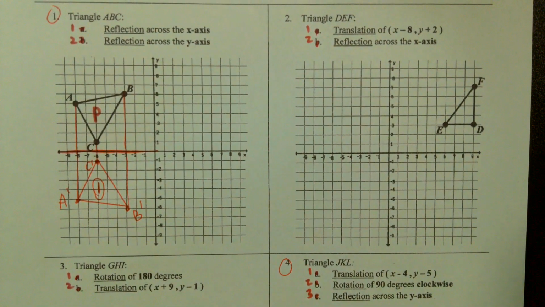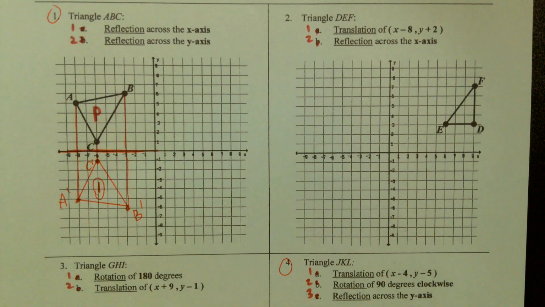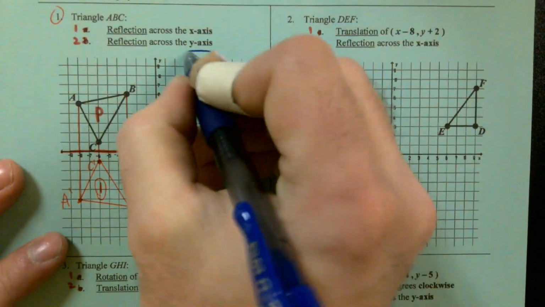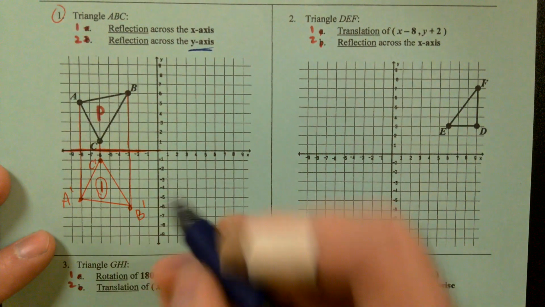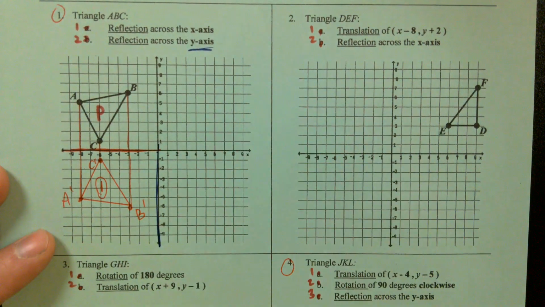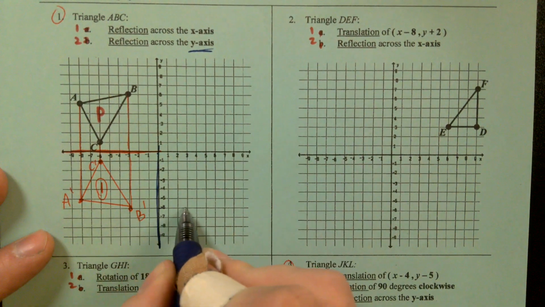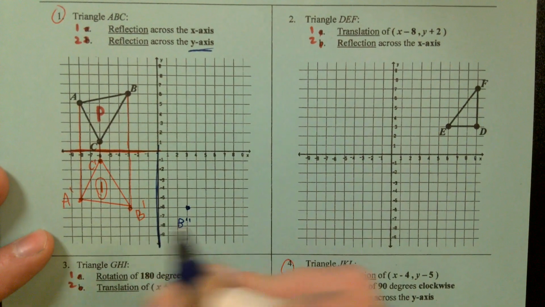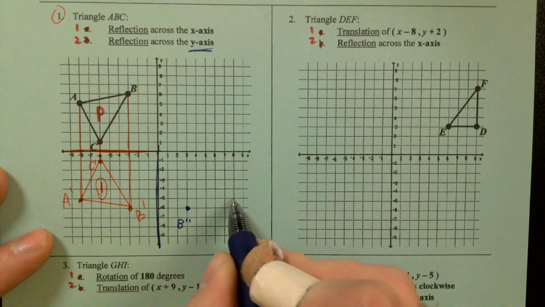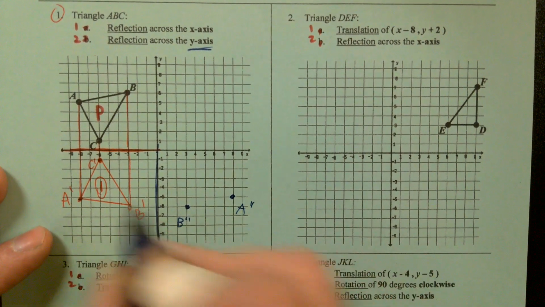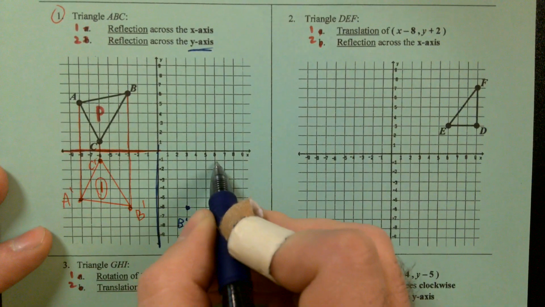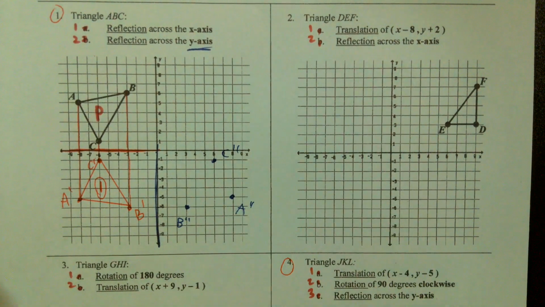What am I going to do now? Reflect across the y. We're going to do the second thing it tells me to do, which is reflect across the y. Here's the y-axis. B prime is 3 spaces away. A prime is 8 spaces away. C prime is 6 spaces away.